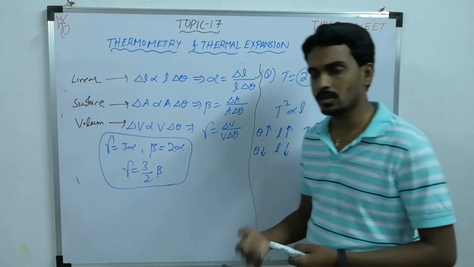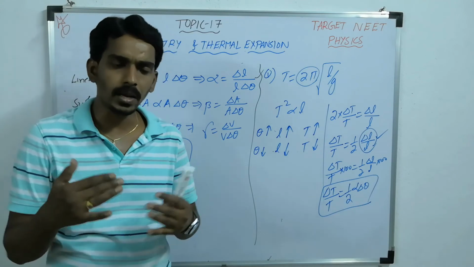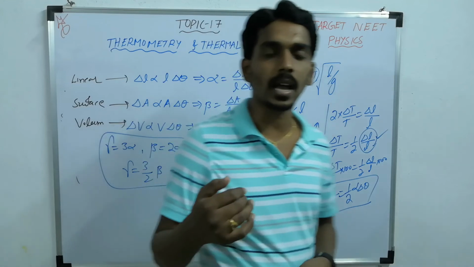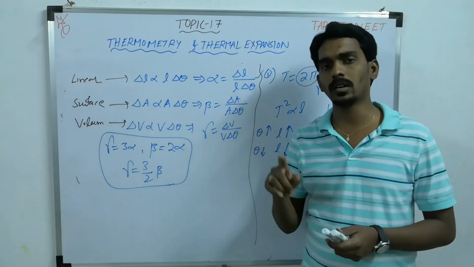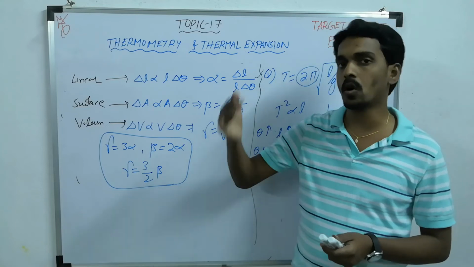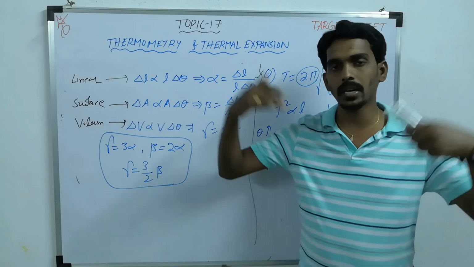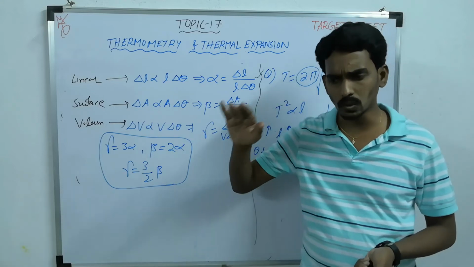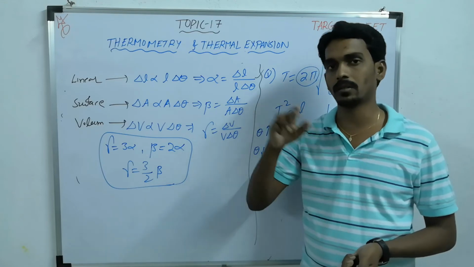Like suppose you consider summer. In summer the temperature rises. As temperature rises, length increases. As length increases, time period increases. So the time to complete one oscillation is now more than earlier as temperature rises. So time period increases, so the clock will run slowly because it is taking more time than earlier to complete one oscillation.